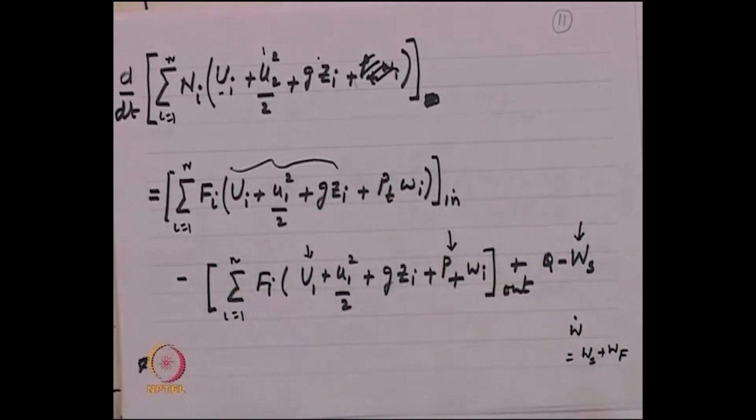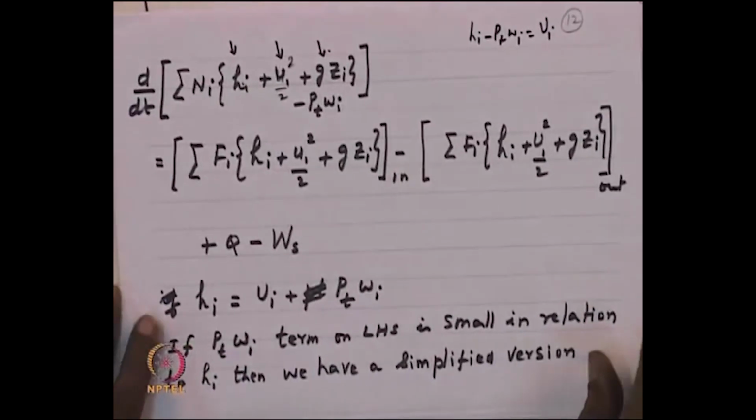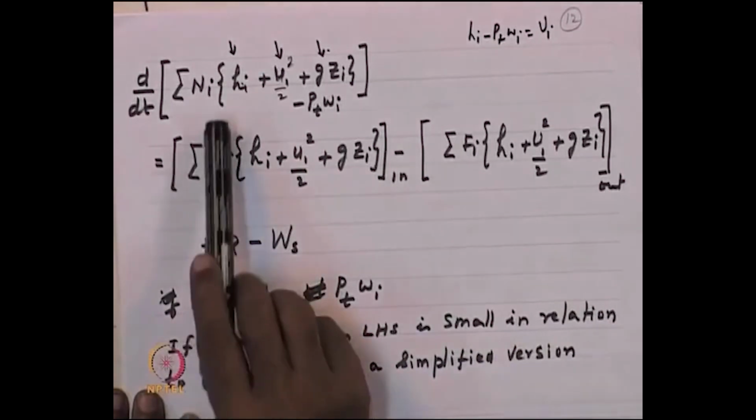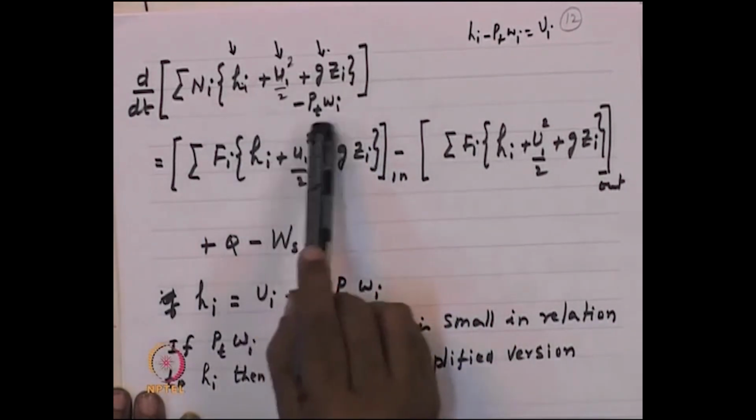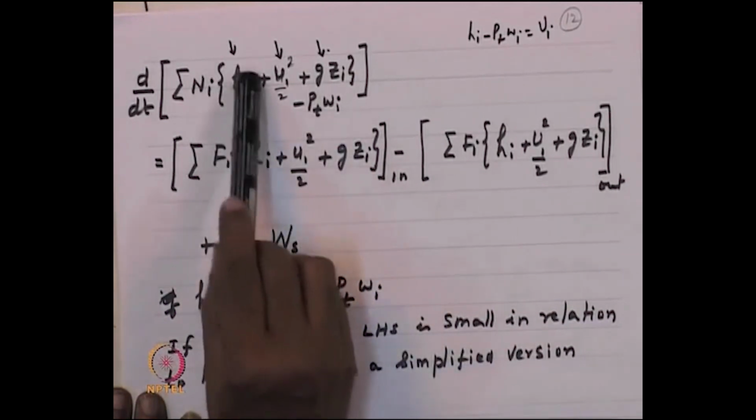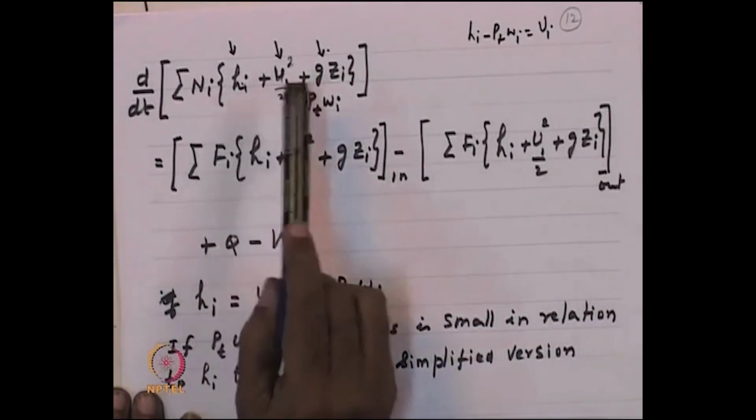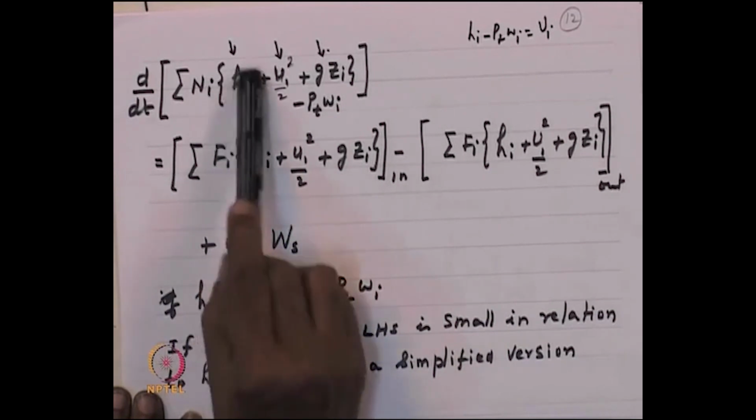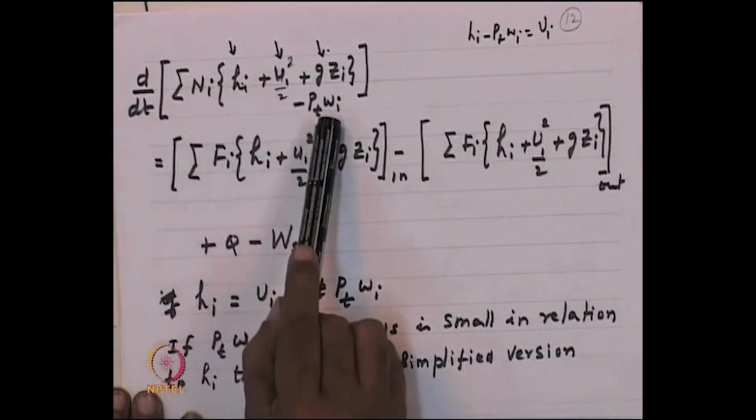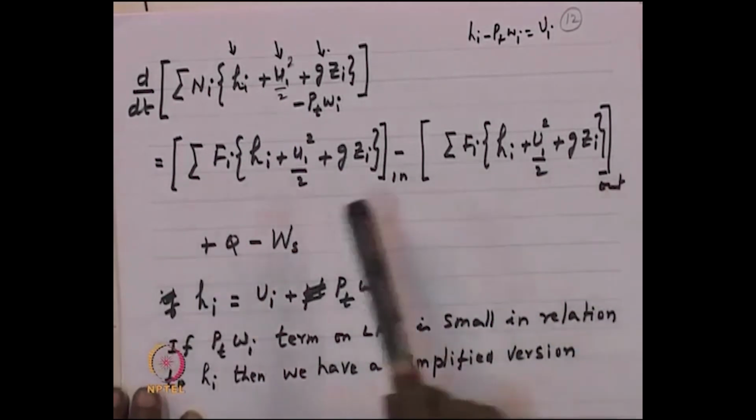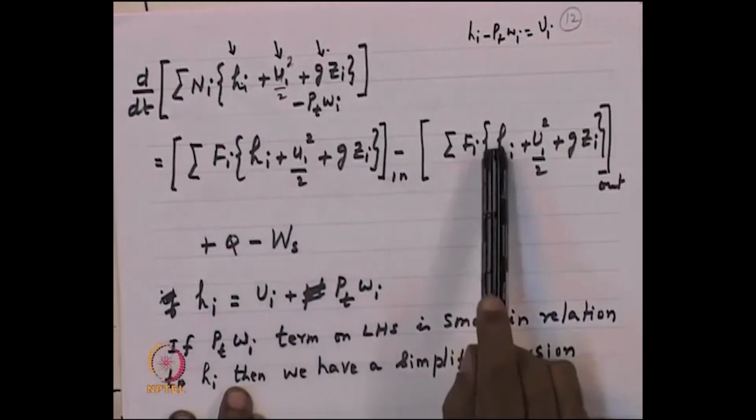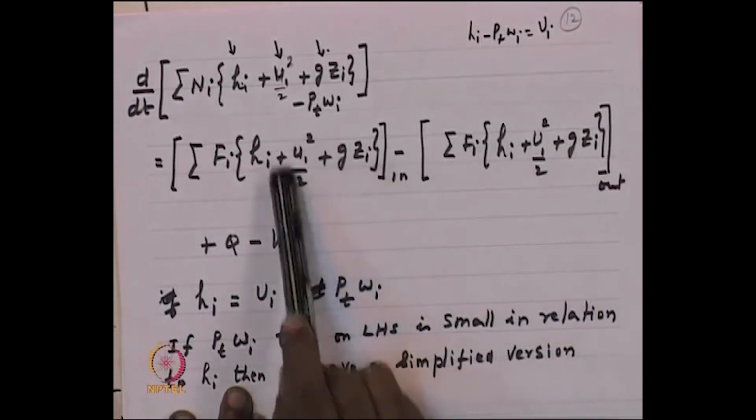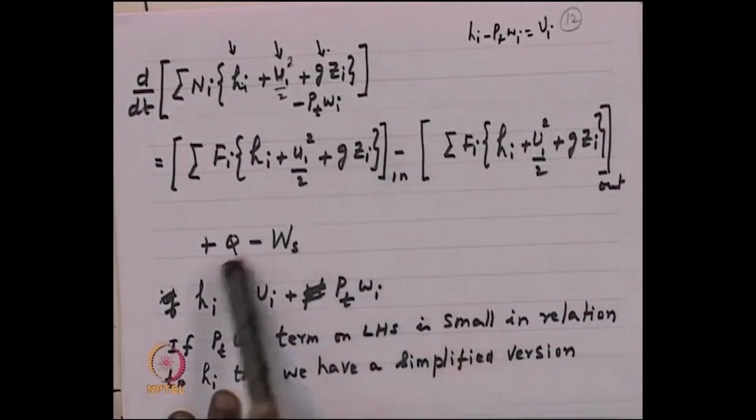So, when you club all these terms together, the energy balance looks like this: d by dt of N_i, the number of moles in the system, multiplied by H_i plus u_i squared by 2 plus g Z_i, minus Pt omega_i. I put it like that. That means I put it in terms of H_i even on the left hand side, even though U_i was there; I have written U_i as H_i minus Pt omega_i. On the right hand side, I have clubbed U_i plus Pt omega_i as H_i in, H_i out, leaving these two terms, which are kinetic energy and potential energy, plus Q minus Ws.